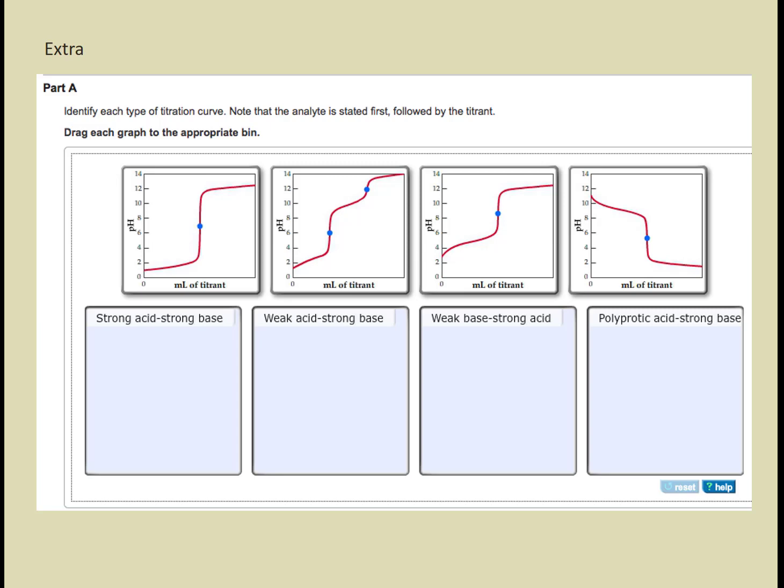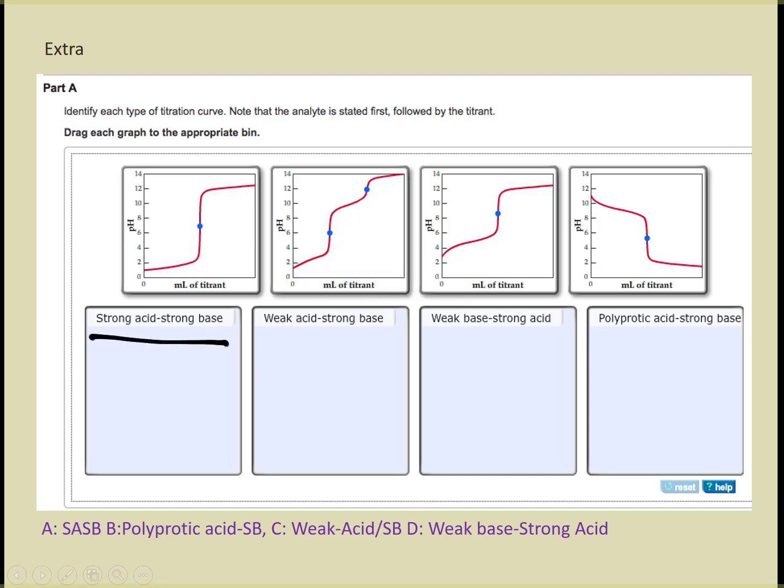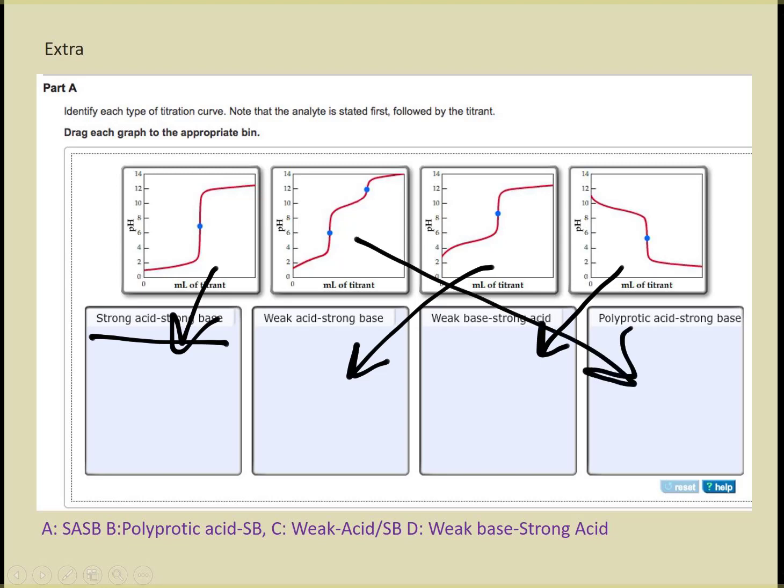Okay, we're back. So the first one is the strong acid and strong base. So I'm going to look for something that has a pH of 7. And the only one is this first one. So that one goes there. Okay. This next one is a weak acid and strong base. So that means at the equivalence point, my pH should be above 7. And I should start with a weak acid. So it's this one. A weak base and a strong acid. Well, there's only one that starts out as a base, so it's that one. And then this one is my polyprotic one. So you can see there's 2 equivalence points.